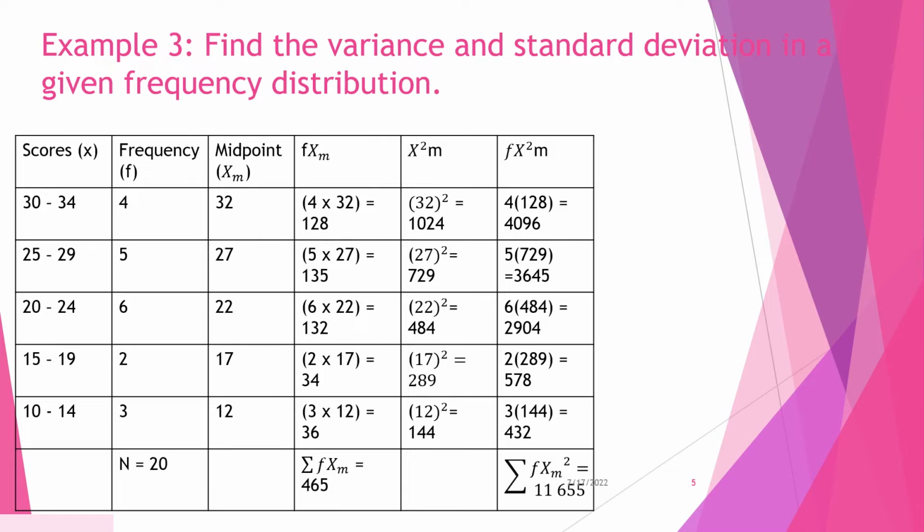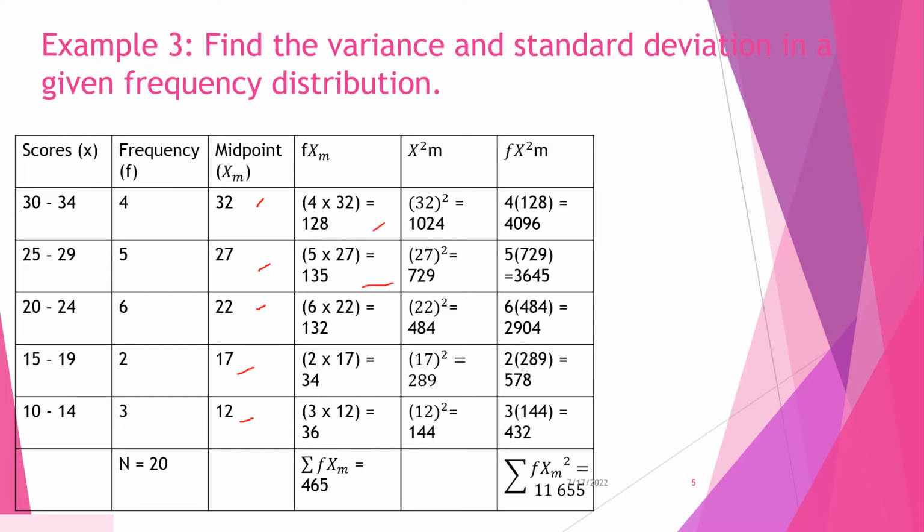So we have another example. Find the variance and standard deviation in a given frequency distribution. This time, it's a grouped frequency distribution, with class intervals, and then we have the frequency and the midpoint. As you know, the midpoint of 30 to 34 is 32, or simply the middle of them. 10, 11, 12, 13, 14: there are only 5, so the middle is 12. Then multiply the frequency times the midpoint.